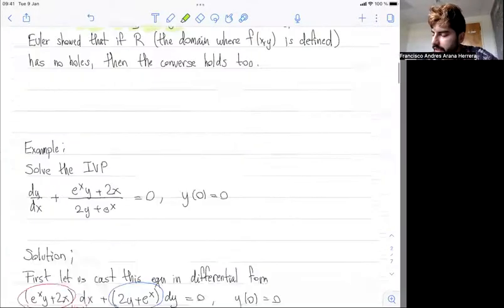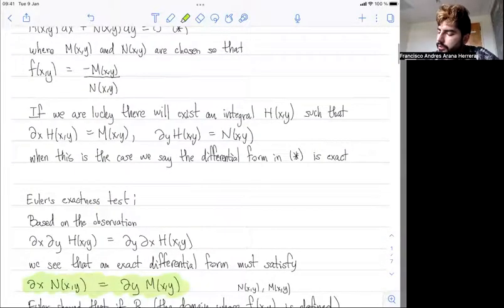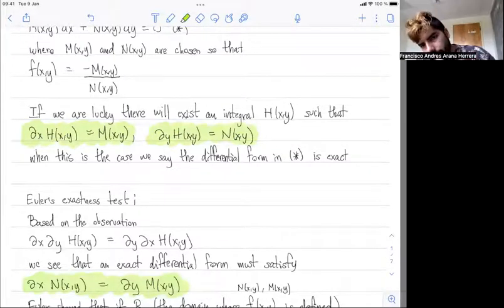If your form is exact, then you look for an integral, and looking for an integral means trying to satisfy these equations. So you get these two equations with partial derivatives, and to solve them, you integrate one of the equations and plug it into the other equation to figure out the constant of integration, as we did below. If you do that procedure correctly, and this is something that you should practice a few times, you will end up getting an implicit solution.